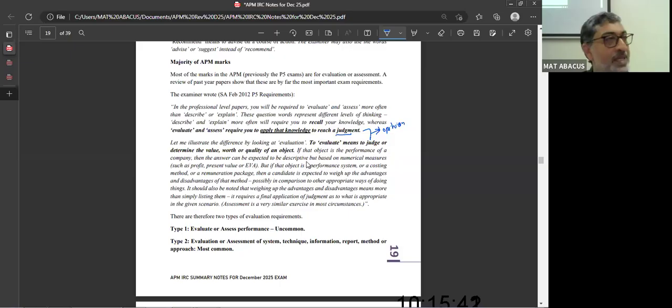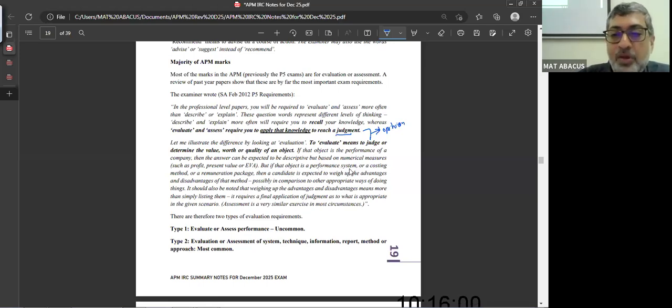So if that object is the performance of a company, then the answer can be expected to be descriptive. But that's very rare. To ask us to evaluate performance of a company is very rare on APM. It's mostly on PM, but based on numerical measures. But if that object is a performance system, this is the most likely.